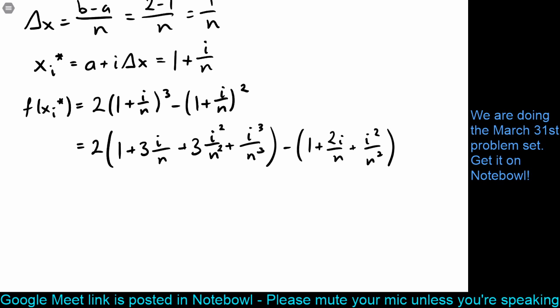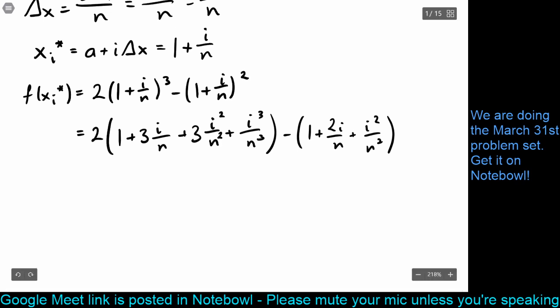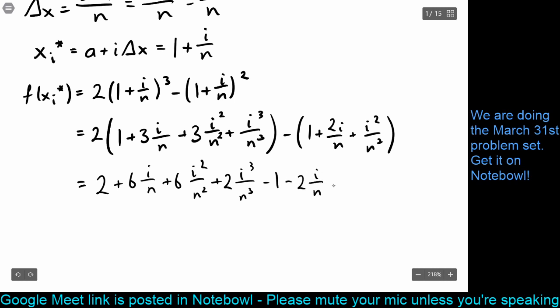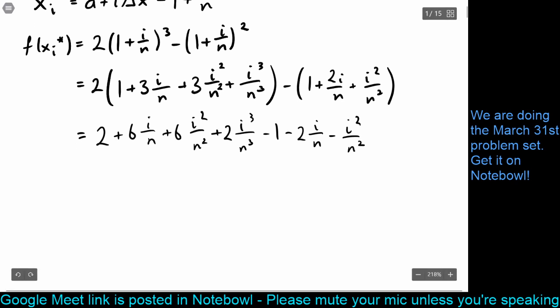Now we want to simplify what we can. So here we have 2 plus 6i over n plus 6i squared over n squared plus 2i cubed over n cubed, minus 1 minus 2i over n minus i squared over n squared. I'm deliberately writing the numbers out front like this. I actually should have factored out the n's with them.